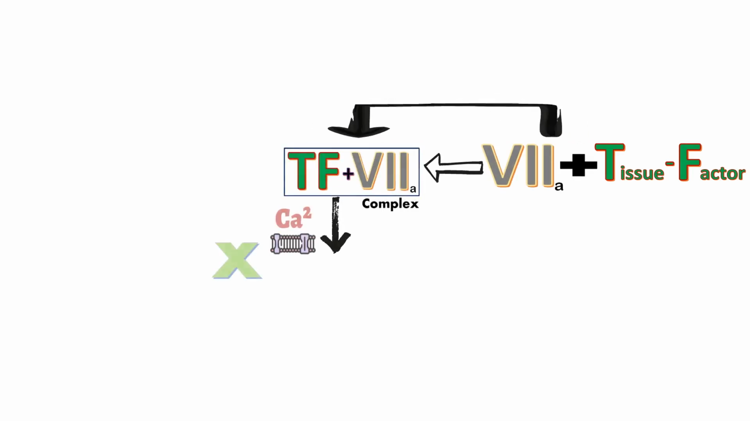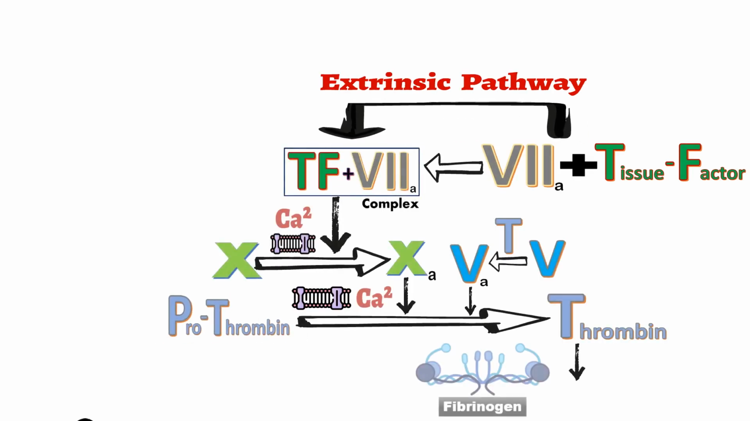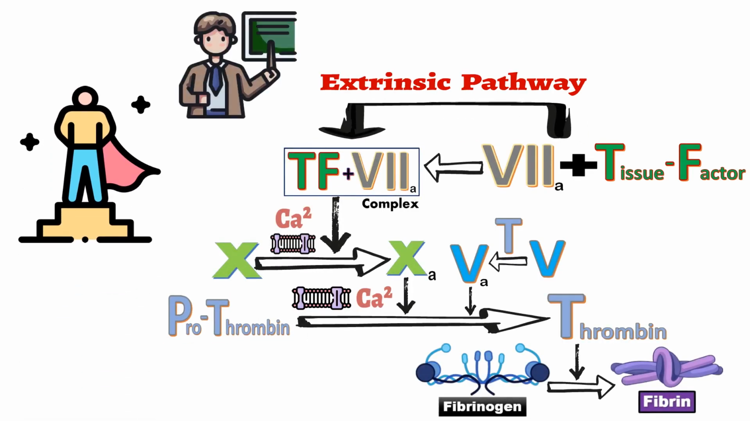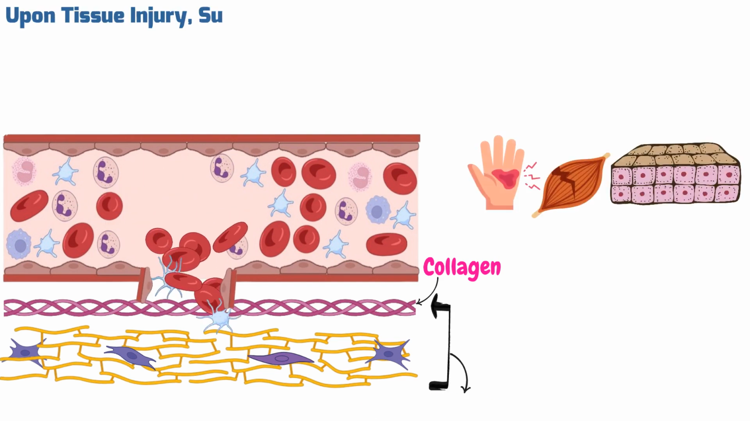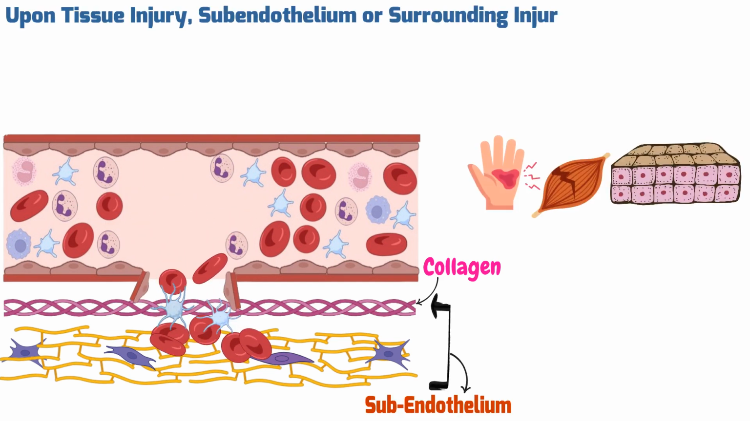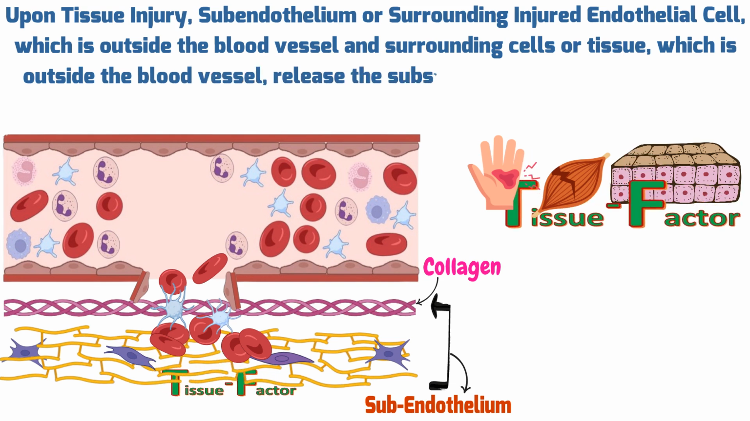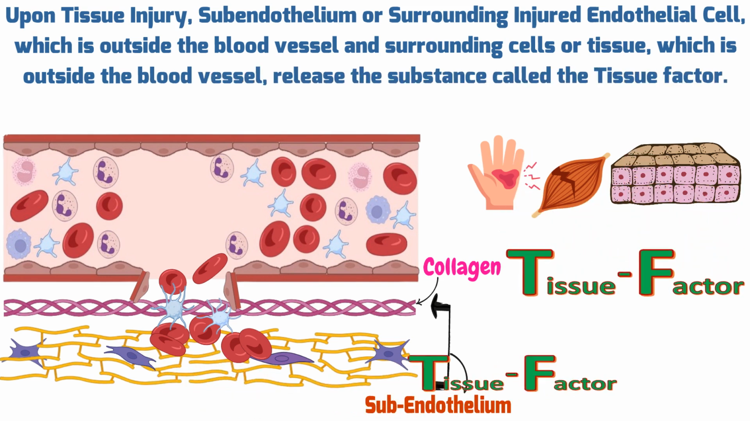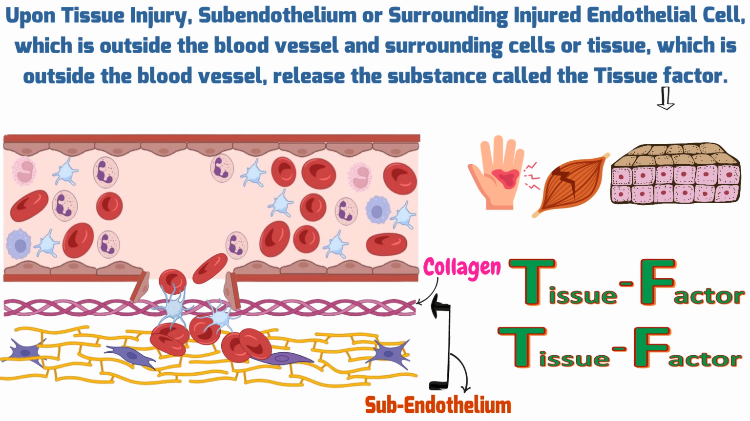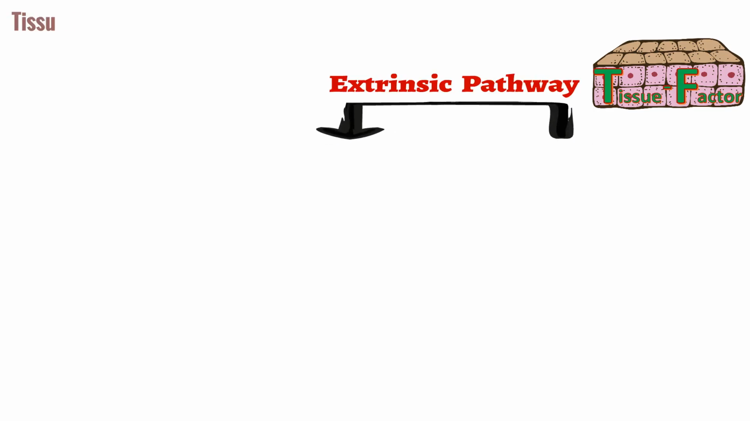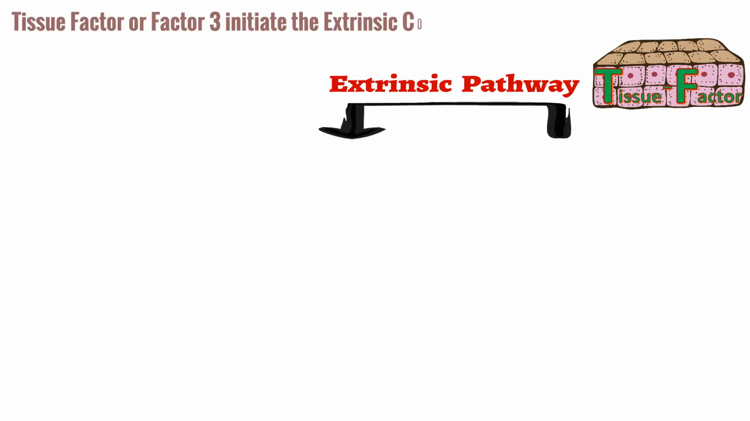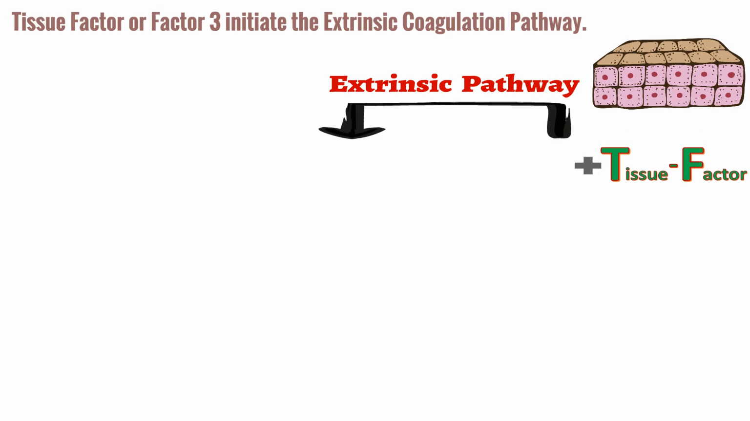Now, how the extrinsic coagulation pathway comes into the picture, let me tell you. Upon tissue injury, the subendothelium or surrounding injured endothelial cells, which are outside the blood vessel, and surrounding cells or tissue which are outside the blood vessel release a substance called the tissue factor, which is also known as tissue thromboplastin or simply factor 3. So this tissue factor or factor 3 initiates the extrinsic coagulation pathway.